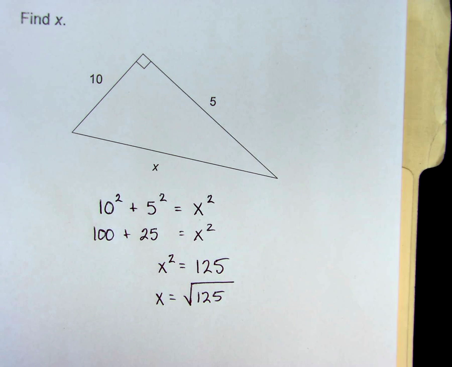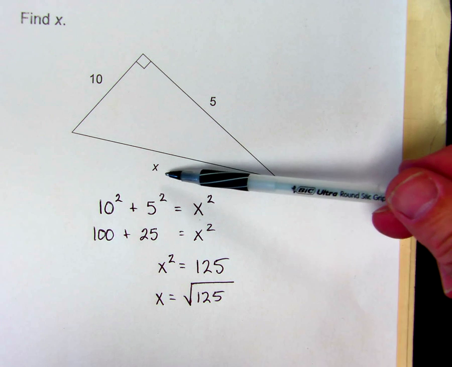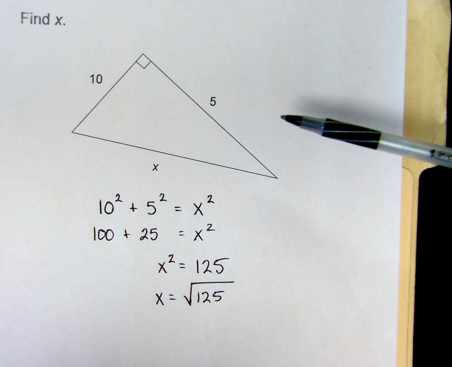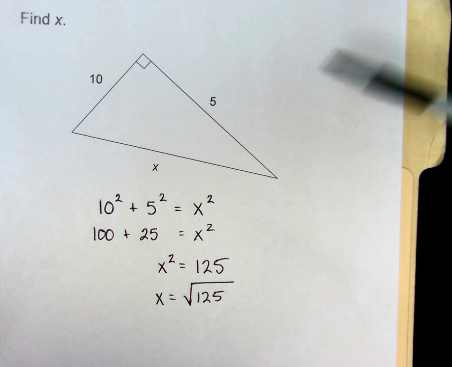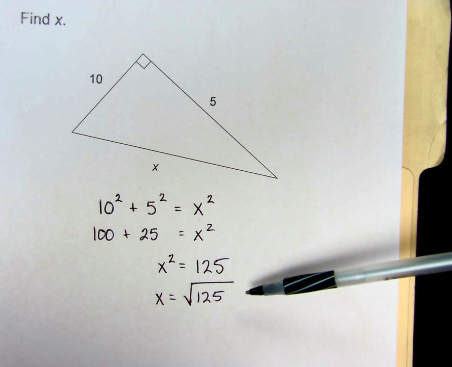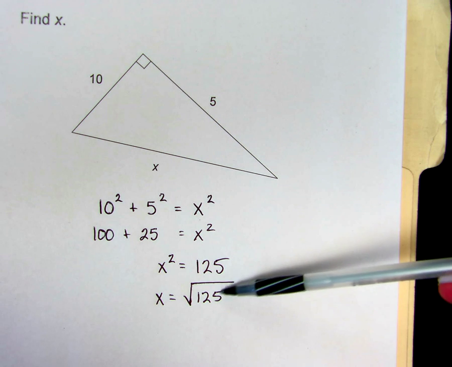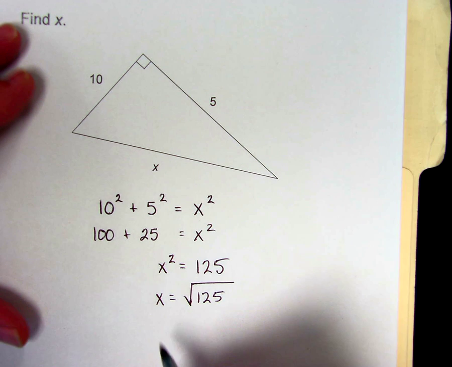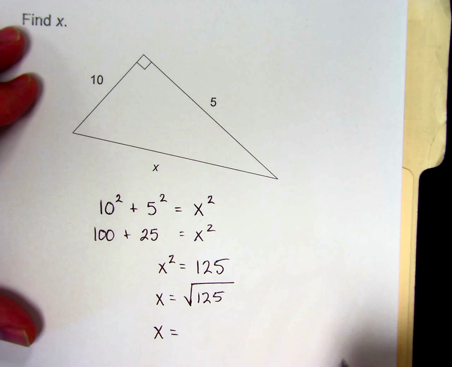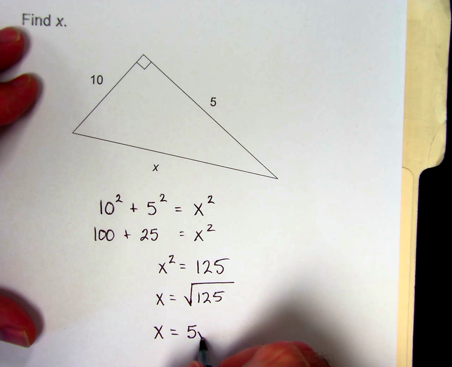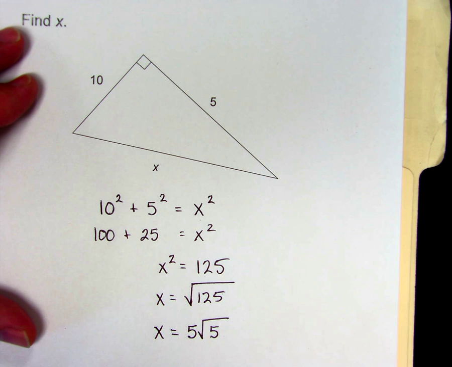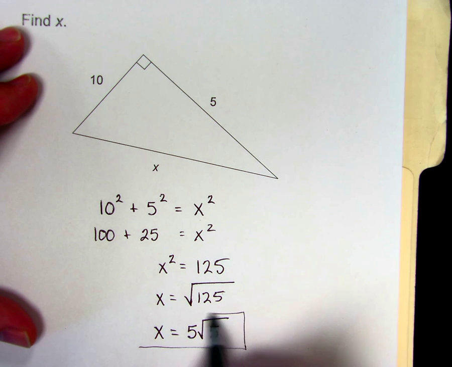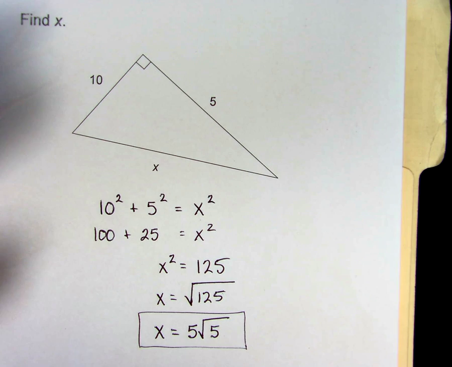Notice I did not put the positive or negative there. I can see x is the length of a side. It can't be a negative. Now, through my process of finding the greatest square factor of 125 or using my prime factor tree, I can simplify then to say x would equal 5 times the square root of 5. There's our first example.